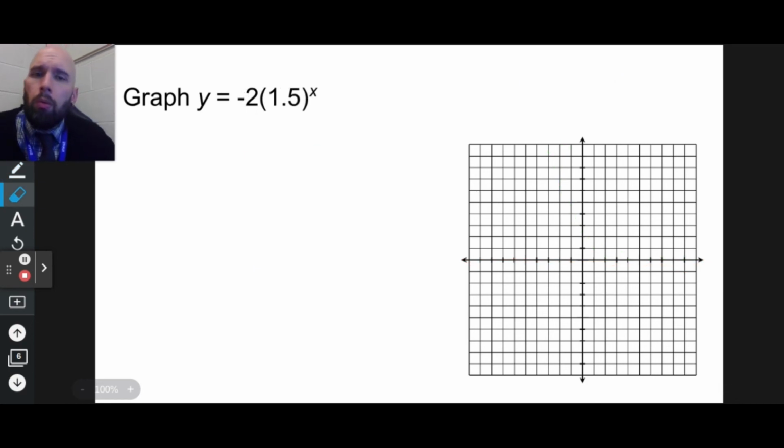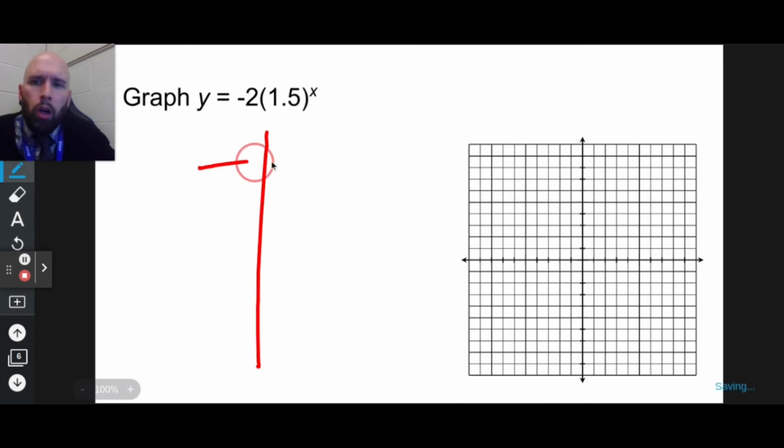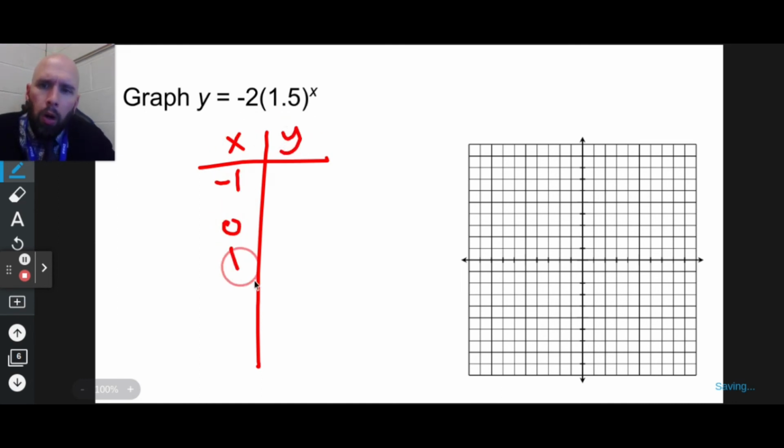All right, last one. Still going to make a chart. Even though I kind of feel like I understand what's going on, I'm still going to make a chart. I have x, I have y. I'm going to plug in -1, 0, 1, 2, and 3, if I can even make it that far. I think I can, because when you times by 1.5, it doesn't make it that much bigger. I'm going to start out by doing 0, so who cares to the 0th power is 1, times -2 is -2.